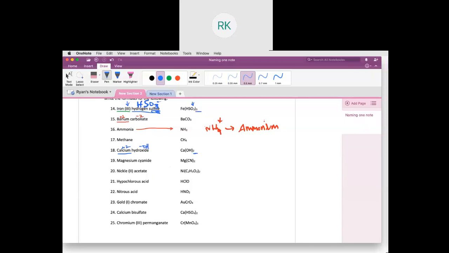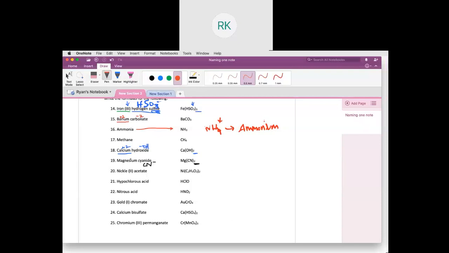Magnesium cyanide: again, we're dealing with an atom with a positive 2 charge. Cyanide, CN, has a negative 1 charge. In order for the charges to counteract, you just need 2 of them. Okay, so that's kind of the trick to that naming one.